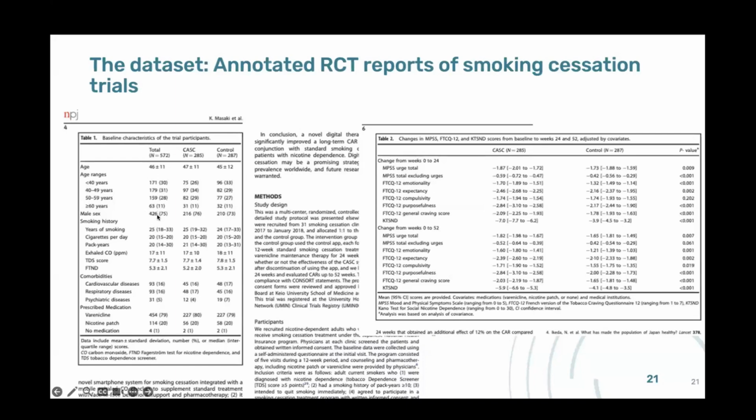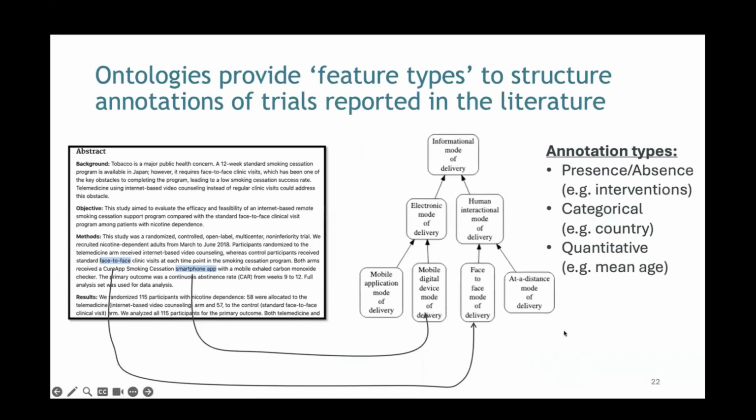But you see here some examples of the kind of information that is being extracted, and crucially for our purposes, extracted in a controlled fashion, because we're using the ontologies that have been built for all these different aspects of a study description, as Susan introduced. We're using these ontologies to provide the feature types for the extraction of data. So we get feature types in terms of mode of delivery, and this detailed level of hierarchy is then associated with the exact features of each study one by one.